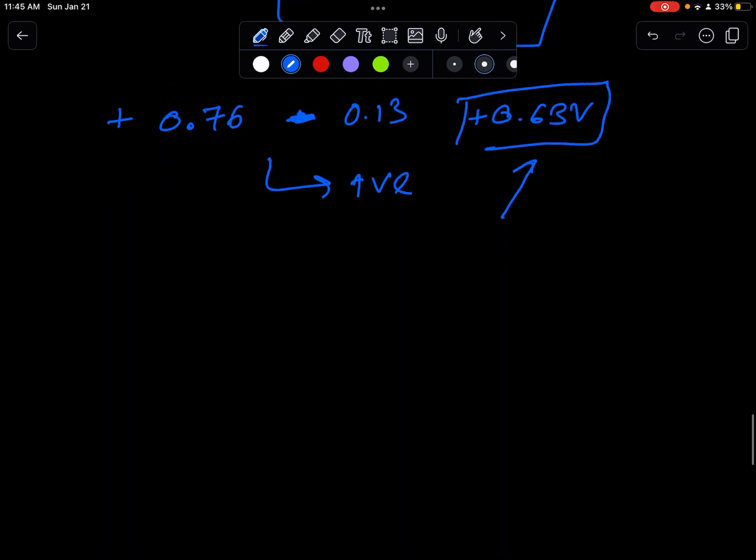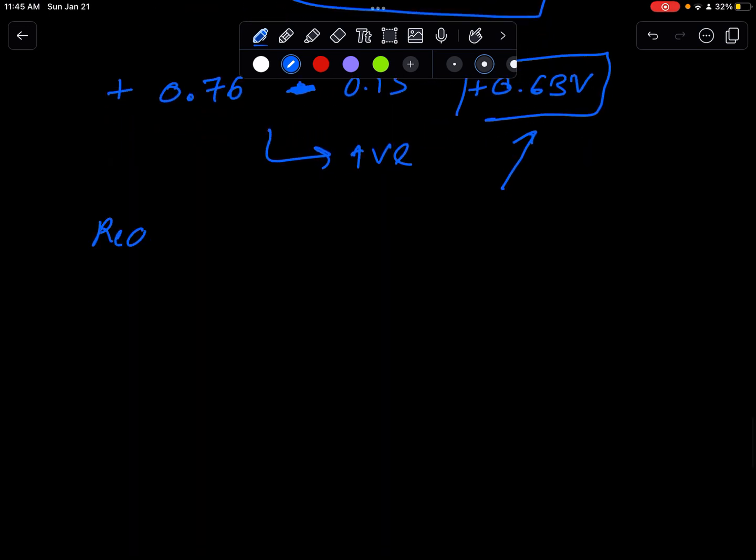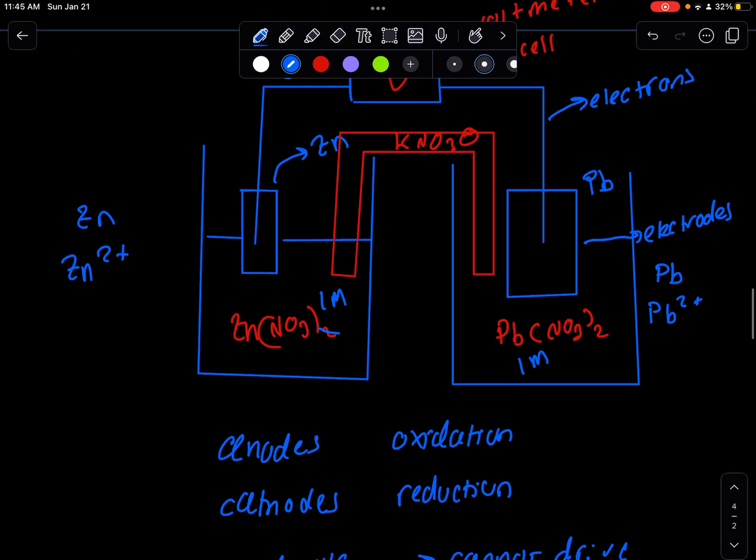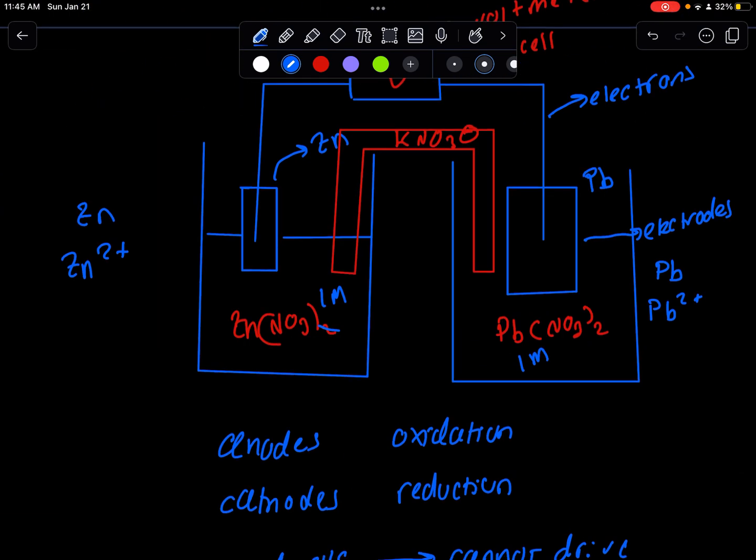So where is reduction going to happen? Reduction happens at the cathode. So in the cathode, if we go back to our diagram, this Pb2+ is going to become Pb. And what it will do is it will deposit here. The cathode will then increase in mass. The anode is where oxidation is occurring, and zinc metal in the electrode is going into solution as zinc 2+. The mass here will come down.